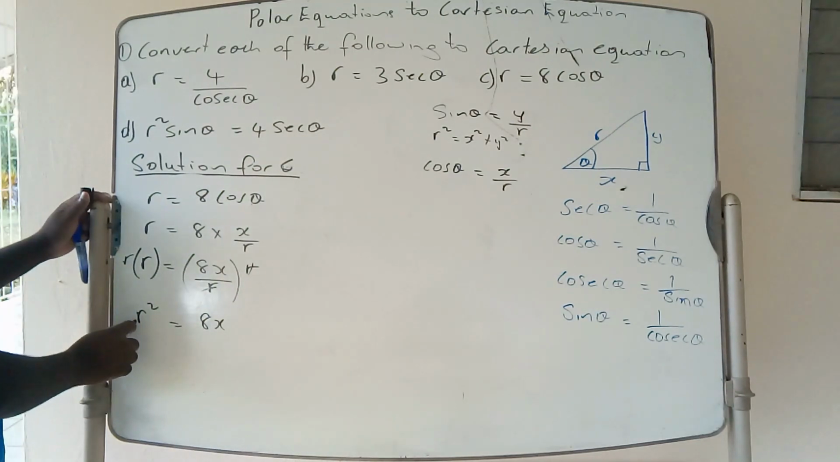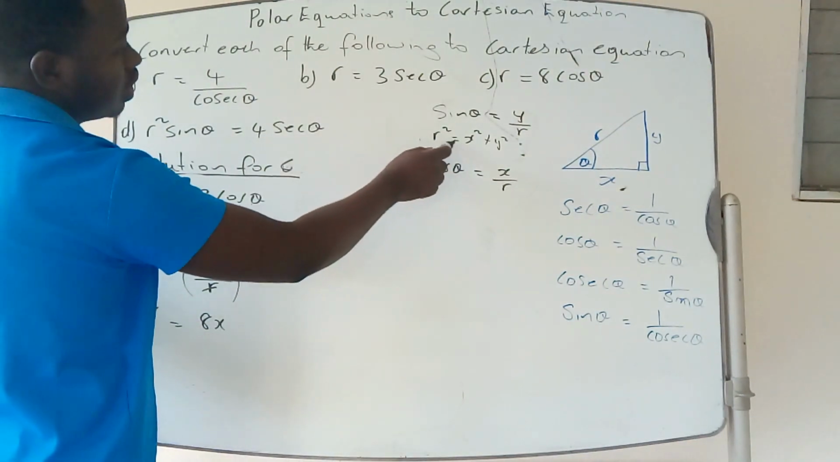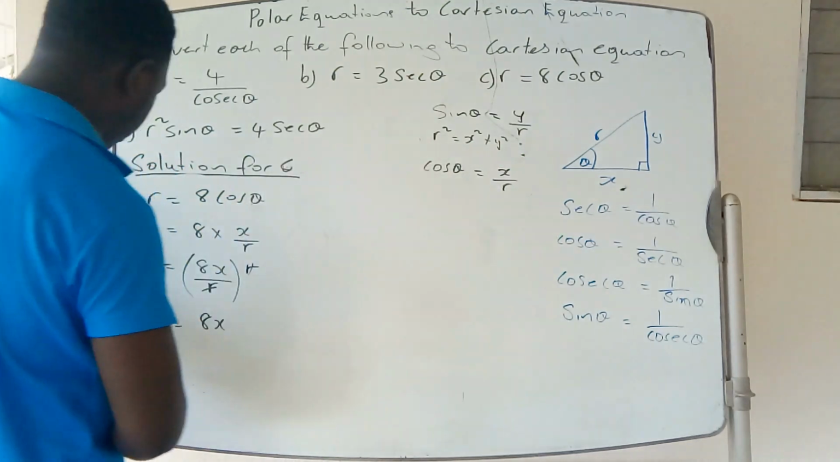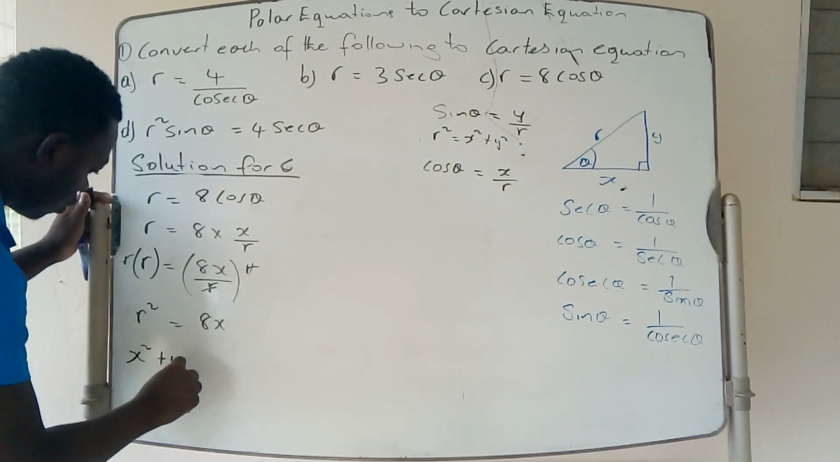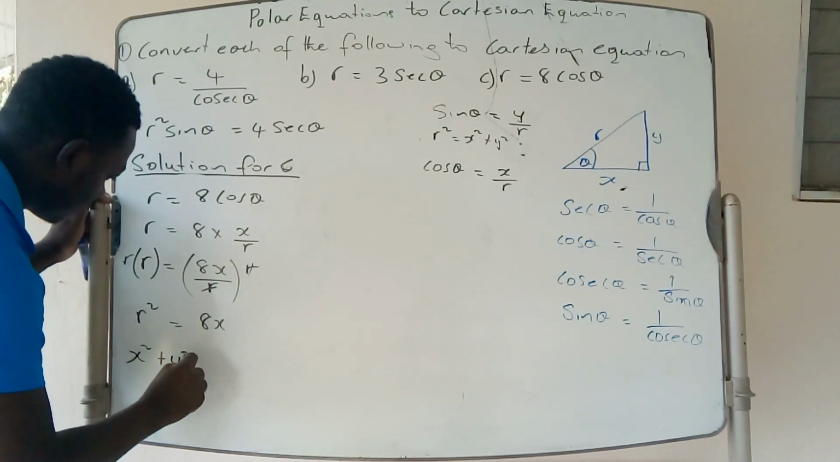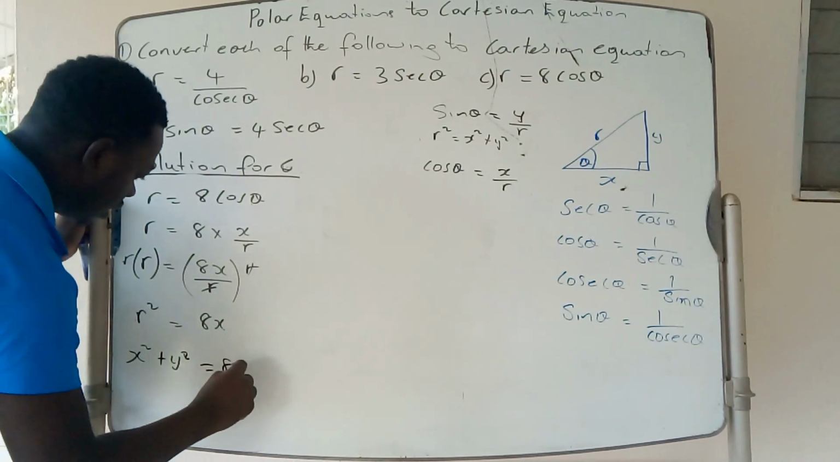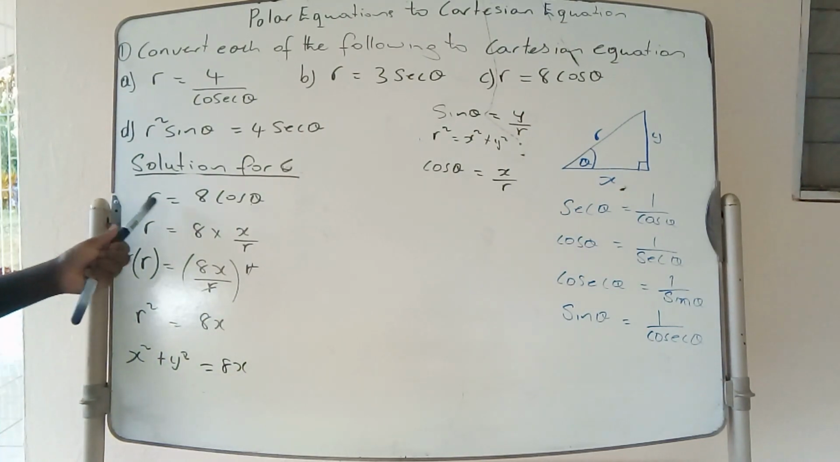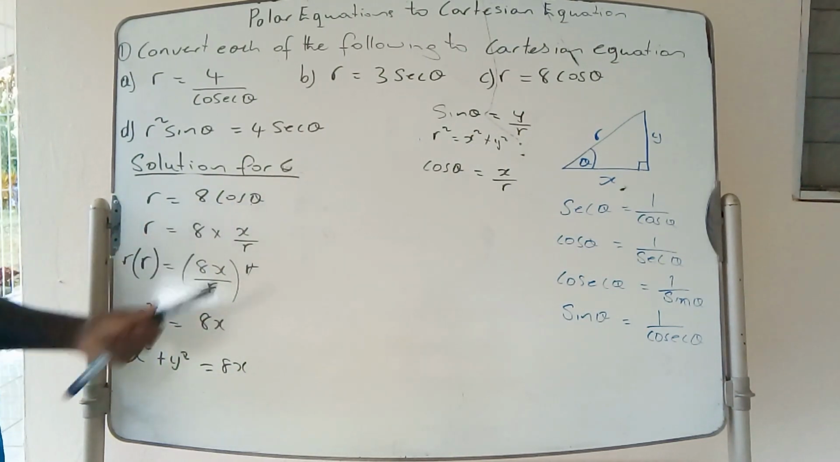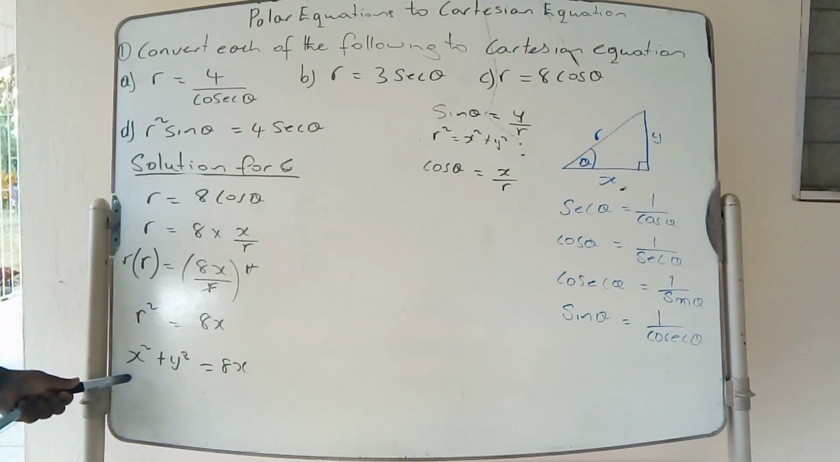Now what is r squared? We know that r squared is just equal to x squared plus y squared, so we can replace this. So x squared plus y squared is equal to 8x, and that's it. So when you convert r equals 8 cos theta to a Cartesian equation, it is x squared plus y squared equals 8x. Alright?